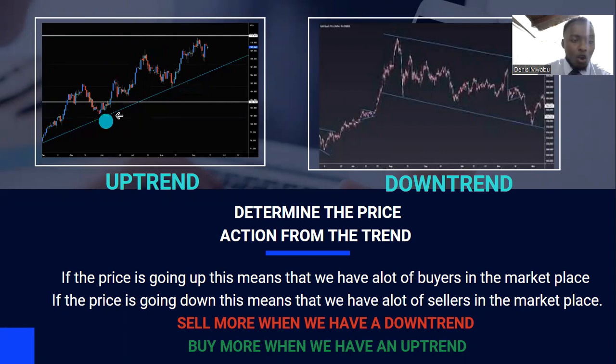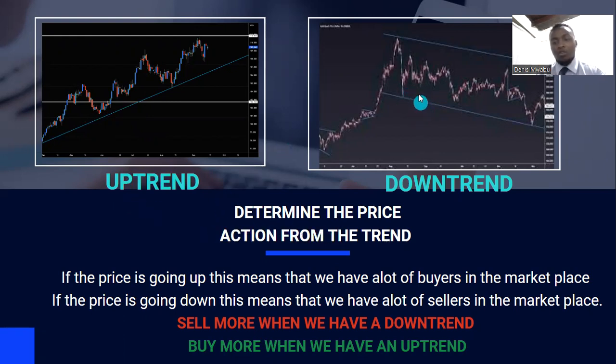This means that the lower low, on the lower high, is not closing below the previous lower high. I don't know if you have understood that. The next lower low, which is this, does not close below this one. It closes above the previous lower high. So that means that you have a lot of buyers in the marketplace, and the price is going up and up and up.